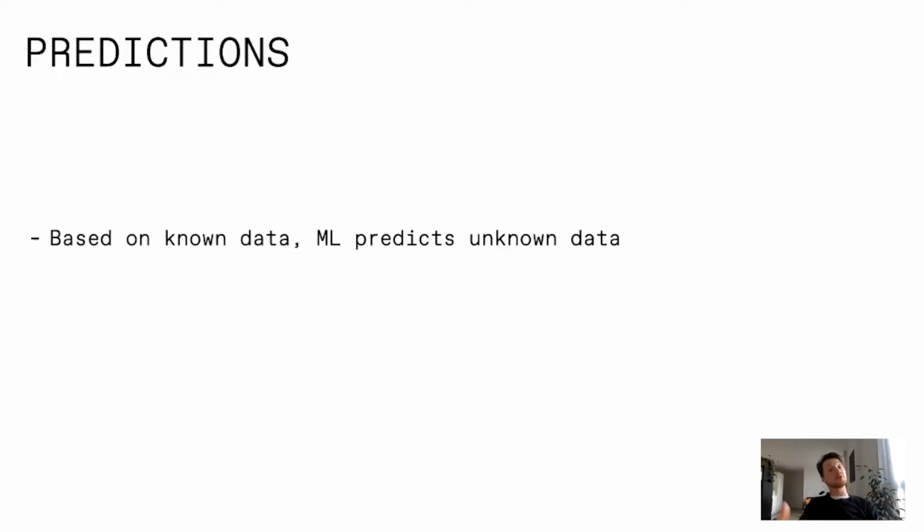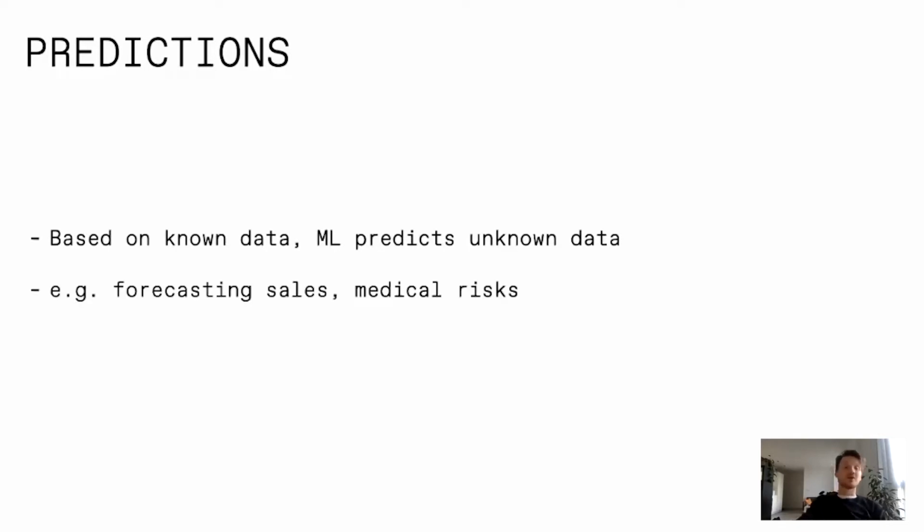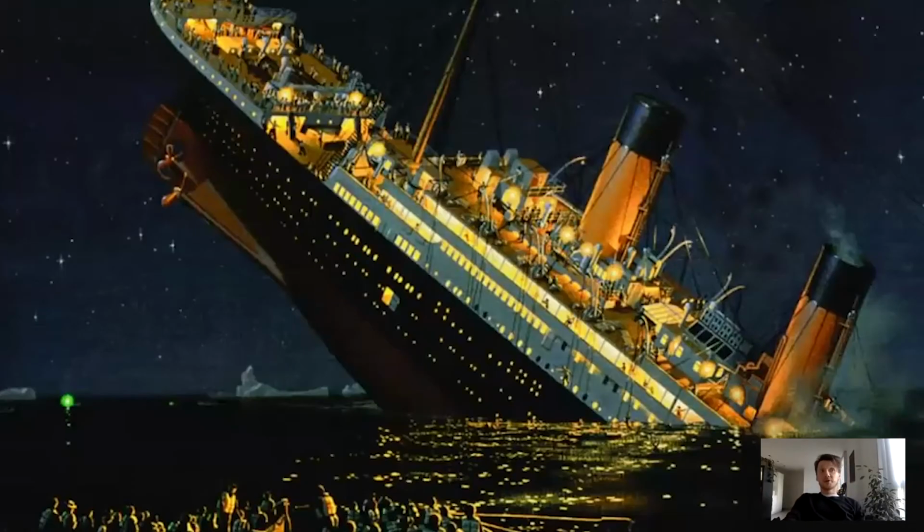And supervised learning is traditionally used for predictions, when based on known data, the machine learning will predict unknown outcomes, which can be used for forecasting sales or medical risks. A popular toy example of that is predicting who's going to survive on Titanic.